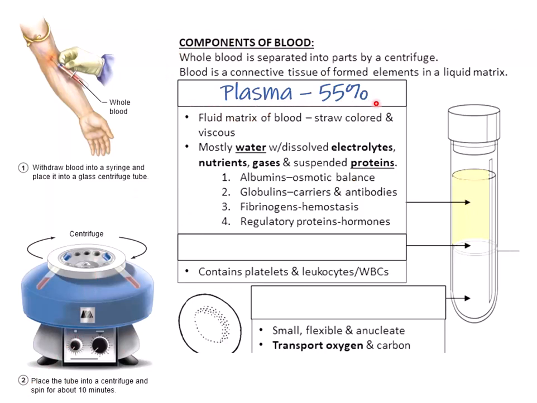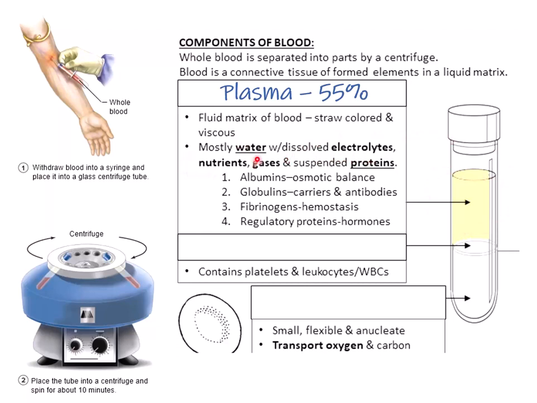Since plasma is that fluid portion, it is the least dense, so we're going to find it up here at the top. Plasma is a liquid, it is straw colored, it is about 5 times thicker than water because of the components that are in plasma. There are proteins dissolved in plasma, so it makes it kind of thick and viscous, kind of like an egg white. It is mostly water, it's going to have electrolytes.